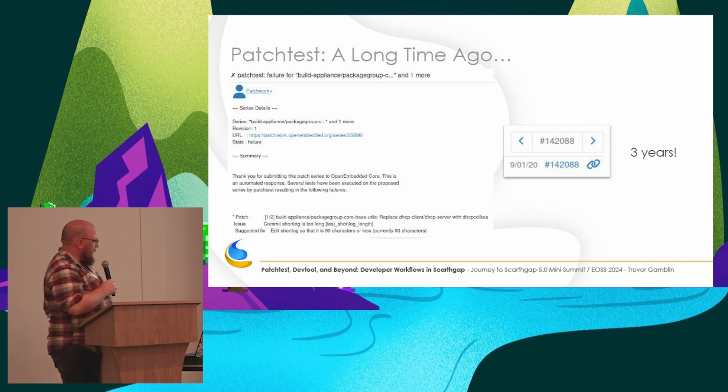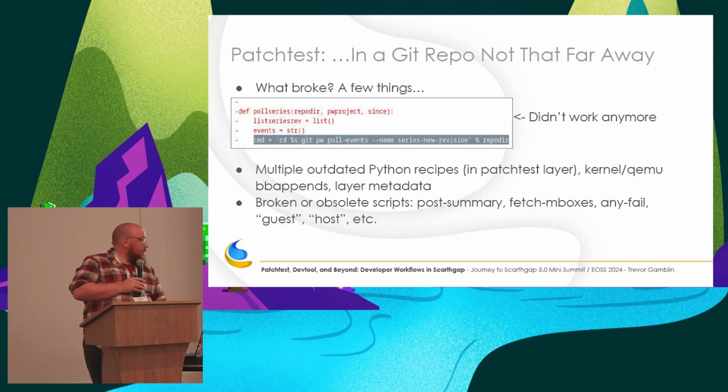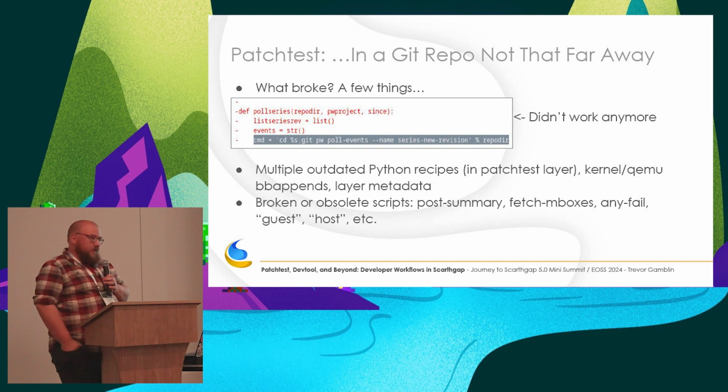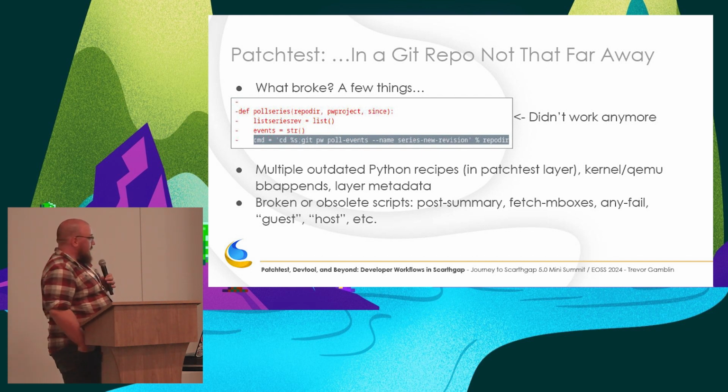You can also see an example at the bottom of the kind of thing it'll test for. In this case, the short log was just a little bit too long. So what broke? Patchwork, a while ago, there was a fork. And as a consequence of that fork, one of the features that used to be there, but was no longer supported, was what was called poll events. So you could go and check to see if there was a new revision to a series or if something had been archived or something like that.